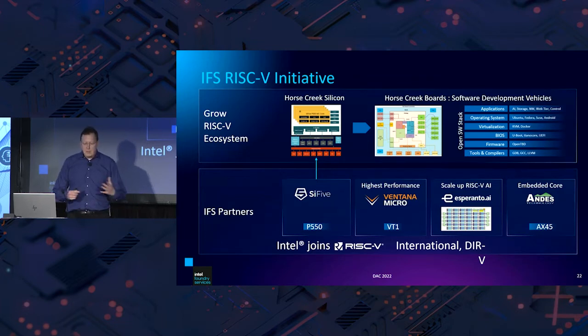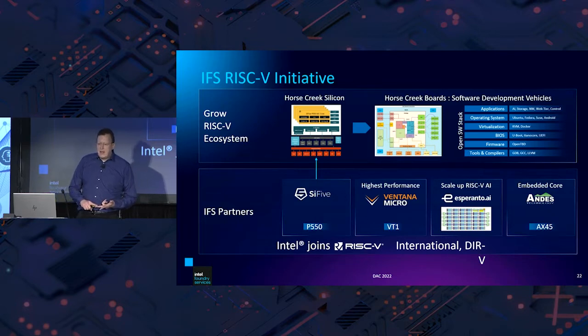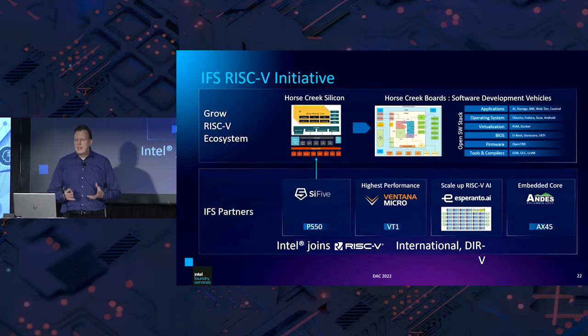So what we've done with our partners, we've joined RISC-V International, we joined DIR-V, which is Digital India RISC-V, and we are participating in standards, and we're partnering with these leaders in the industry through IFS, and our objective is to create an open ecosystem. So for example, the reason we did the Horse Creek Silicon and the board is because we want to have a software development board for the ecosystem worldwide at the end of this year.